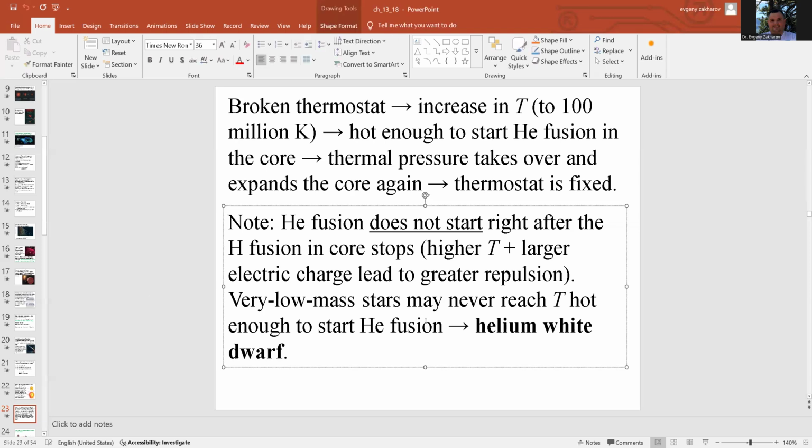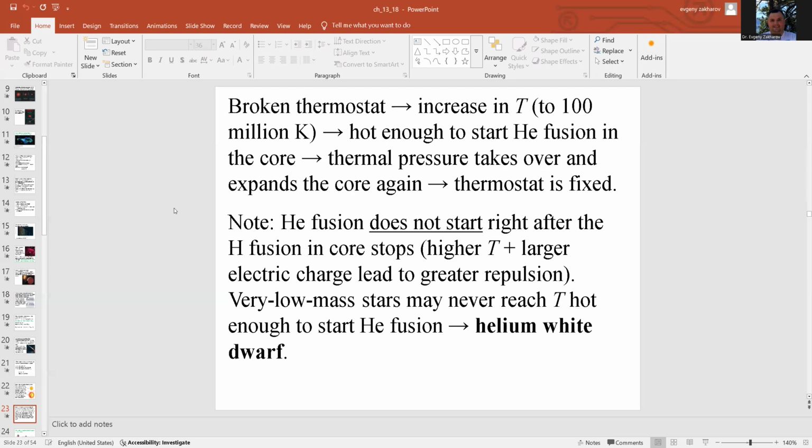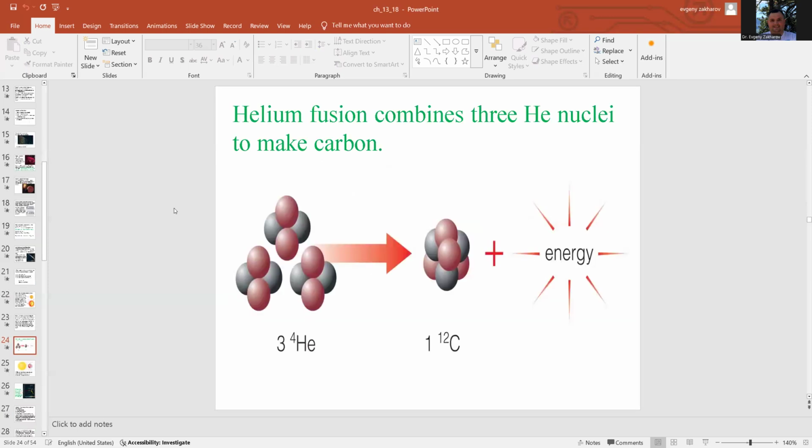For some stars, for very low mass stars, you can't even get to that level. They would be just helium white dwarfs. So it's hydrogen into helium, and that's the end of cycle for those stars. But for a sun-like star, you definitely will get to 100 million degrees Kelvin, and the sun will go into the next phase of fusion.